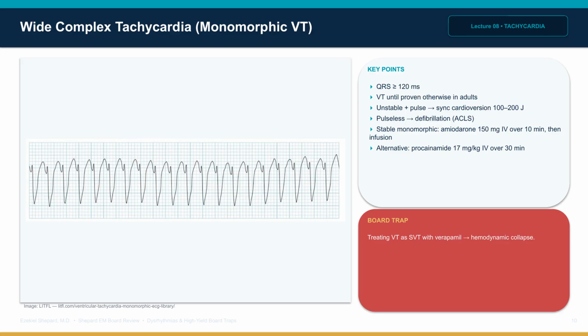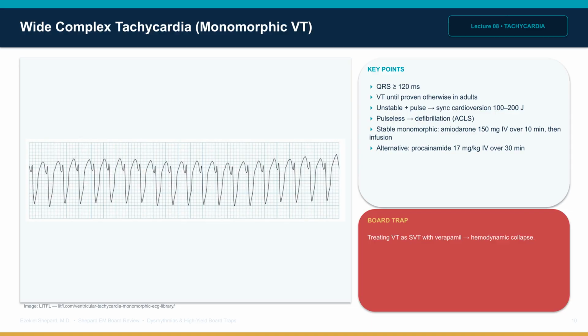Wide complex tachycardia with QRS 120 milliseconds or greater is ventricular tachycardia until proven otherwise in adult patients with risk factors. Unstable patients with a pulse get synchronized cardioversion, 100 to 200 joules biphasic. Pulseless ventricular tachycardia gets defibrillation in the ACLS arrest algorithm. Stable monomorphic VT may be managed with amiodarone, 150 milligrams intravenous over 10 minutes, then infusion, or procainamide, 17 milligrams per kilogram intravenous over 30 minutes.